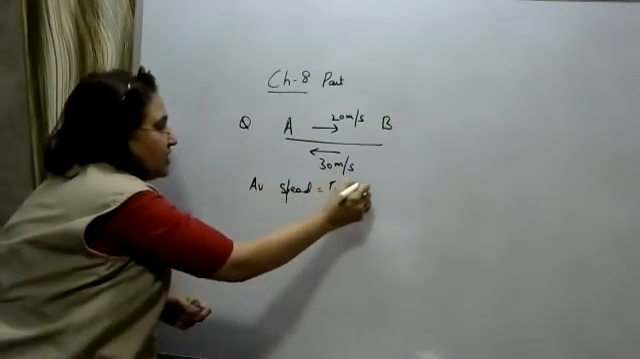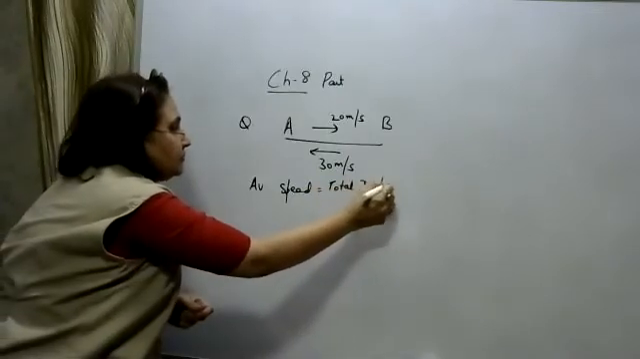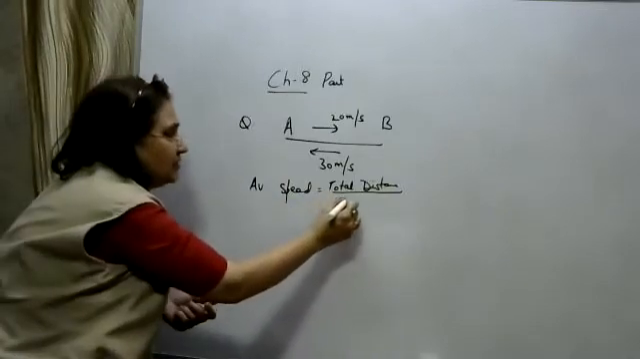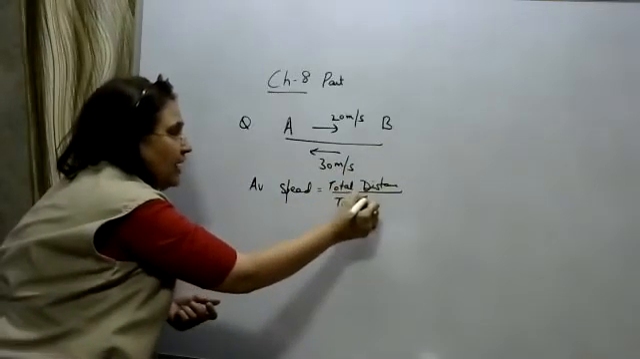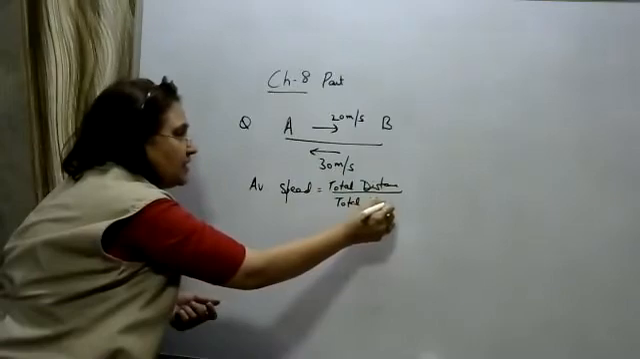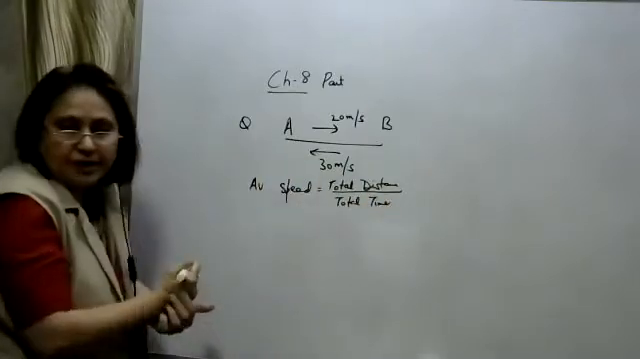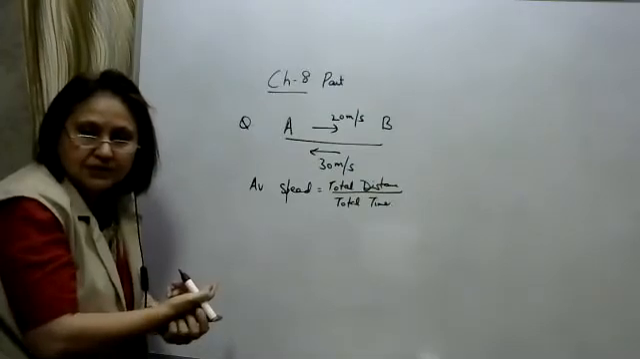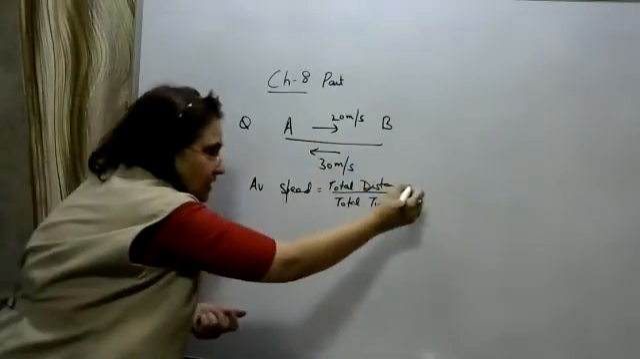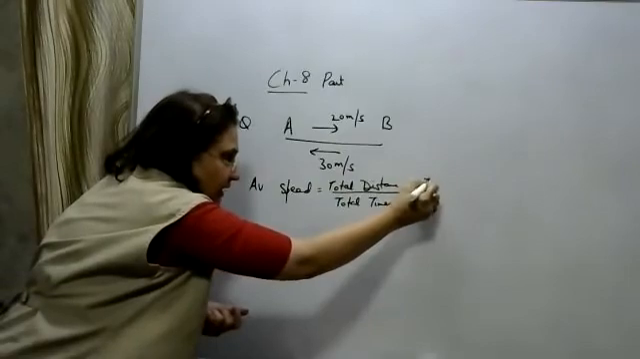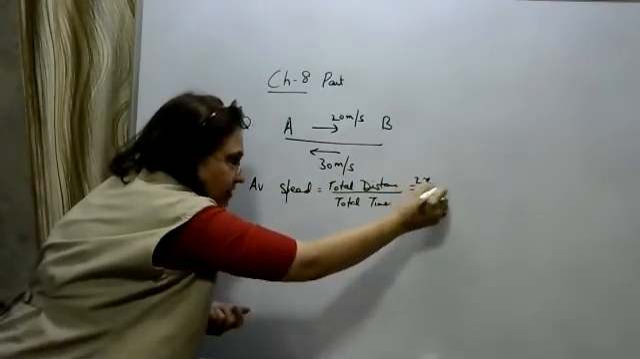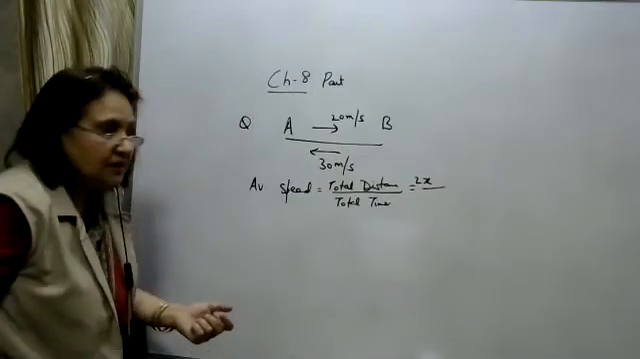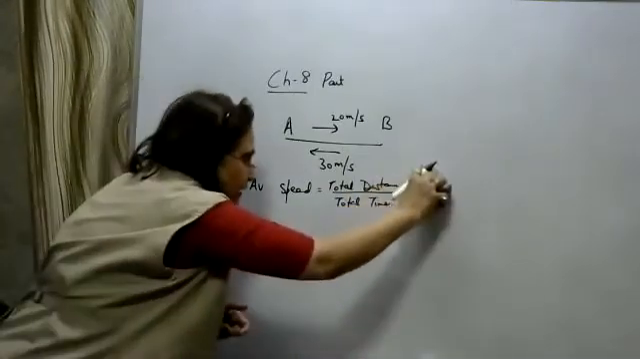Let the distance from A to B be x. Let us assume that it is x. While returning back also, he covers a distance x. So A to B distance is x, and coming back B to A, the distance will be the same, that is x only. So what is the total distance traveled? x plus x, 2x. 2x is the total distance traveled.